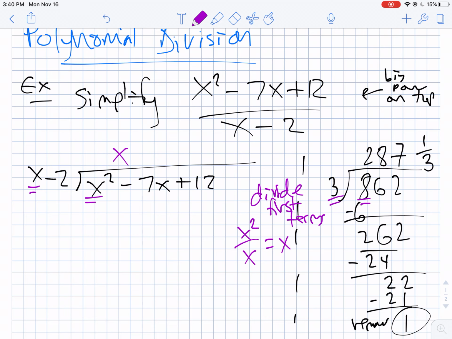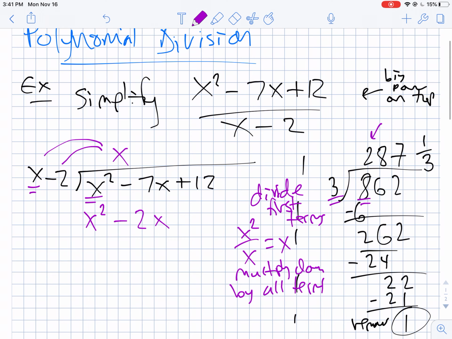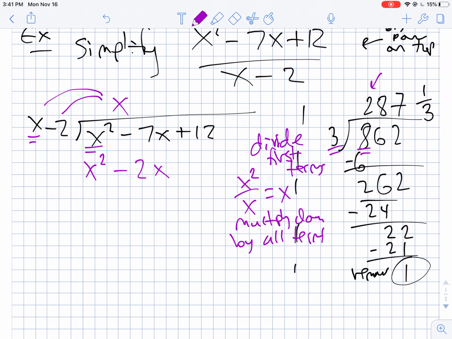Okay, now once I have this 2, I multiply the 2 down. 2 times 3 is 6. Now I'm going to do that here. So I'm going to multiply down, but here I'm going to multiply by all the terms. So I'm going to multiply the x times x and x times minus 2, times negative 2. So x times x is x squared, and x times negative 2 is minus 2x. And then once I've multiplied that, now I'm going to go ahead and just subtract, right? So once I did 2 times 3 is 6, I just subtracted here, and that's what I'm going to do here as well. So now I'm going to subtract.